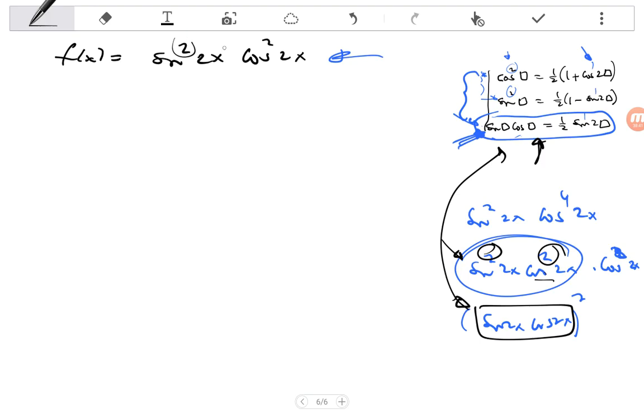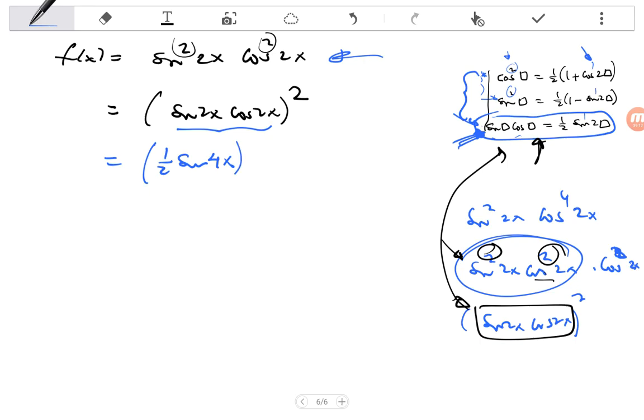So in this problem we have the 2 powers the same. That's why we just take them like this, all squared. Now let's apply the rule. That will be half sine of double the angle. What is the angle? It is 2x, so it will be 4x.